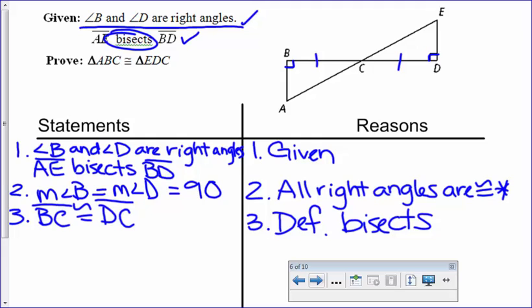So I've done both of my givens, but all we have is an angle and a side. Taking a look at this diagram, hopefully you can identify we're allowed to use our vertical angles. So I marked it, I write it as a step. Angle BCA is congruent to angle DCE. And that's the definition of vertical angles.